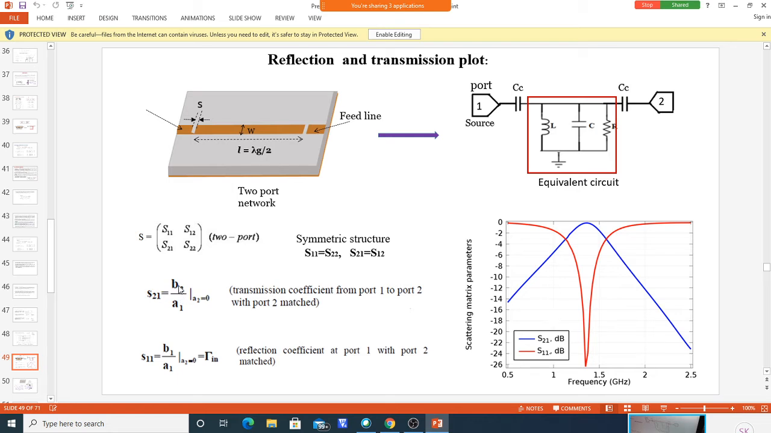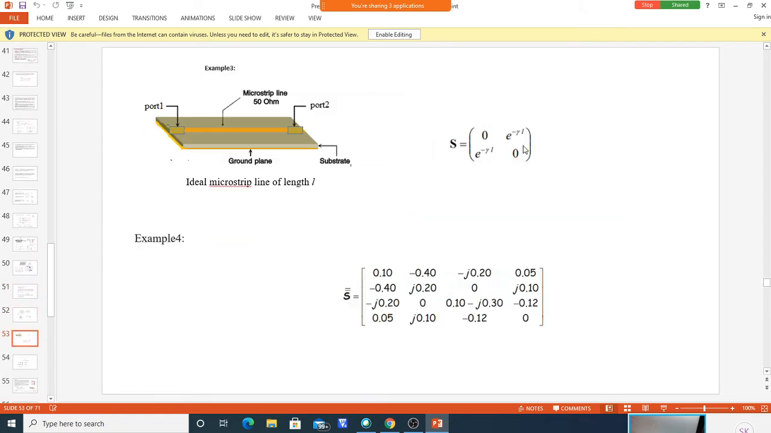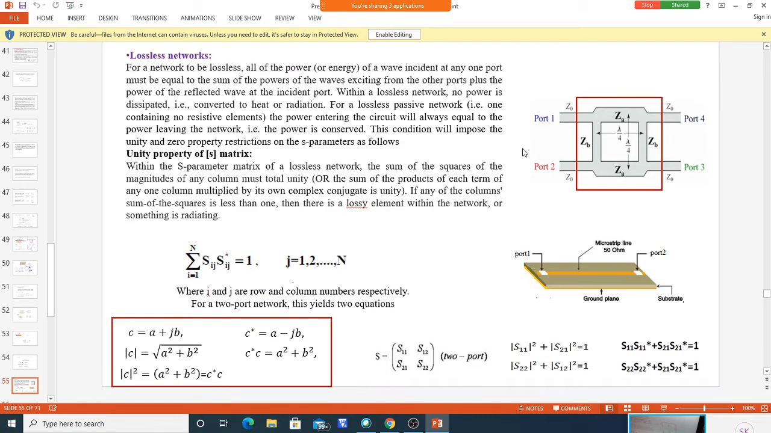But B2 and A1 are phasors, so we cannot take the square as it is. Because they are phasor quantities, you first take the magnitude and then square it, and that gives the power. That is what we are plotting here. S21 means B2 by A1, a voltage ratio.